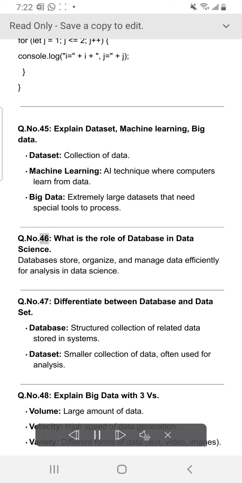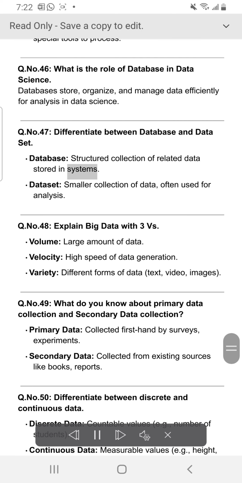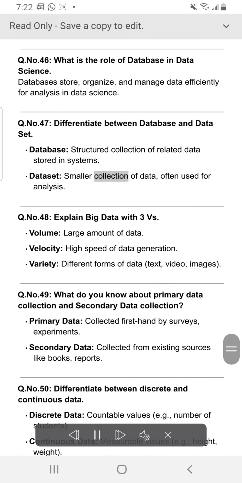Q. Number 46. What is the role of database in data science? Databases store, organize, and manage data efficiently for analysis in data science. Q. Number 47. Differentiate between database and dataset. Database: structured collection of related data stored in systems. Dataset: smaller collection of data, often used for analysis.